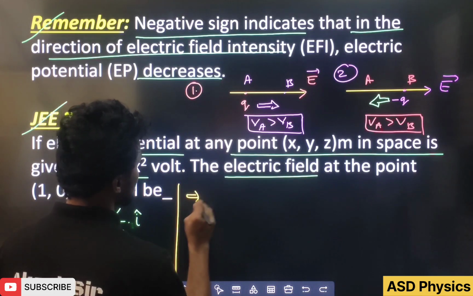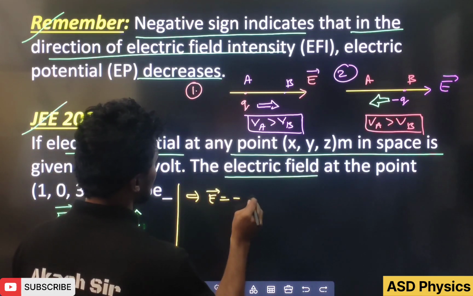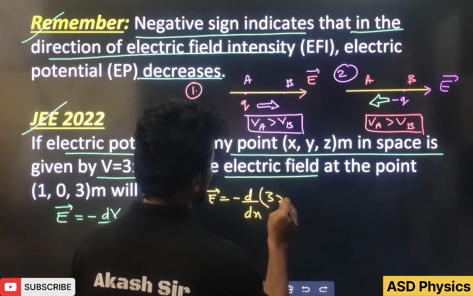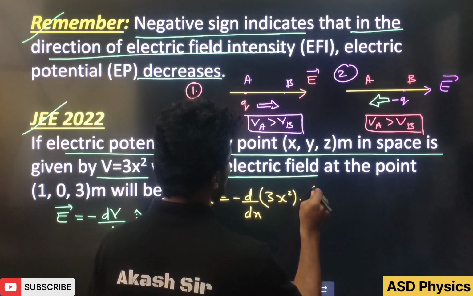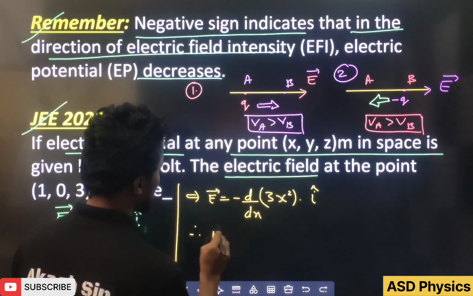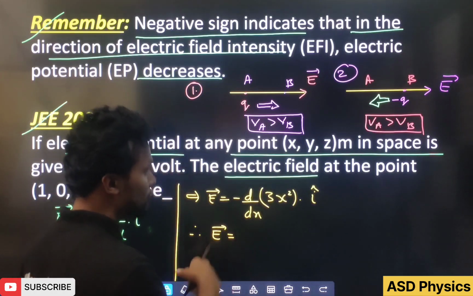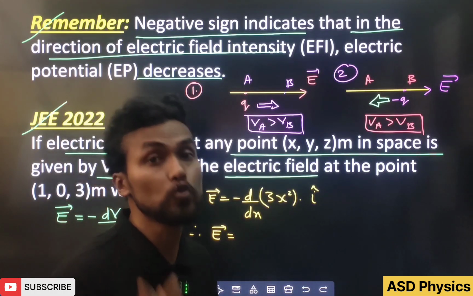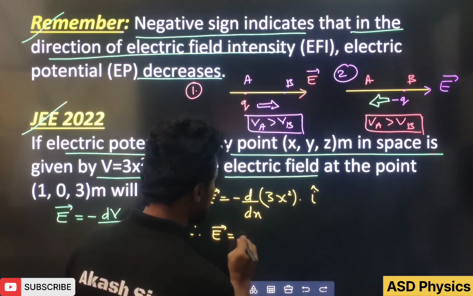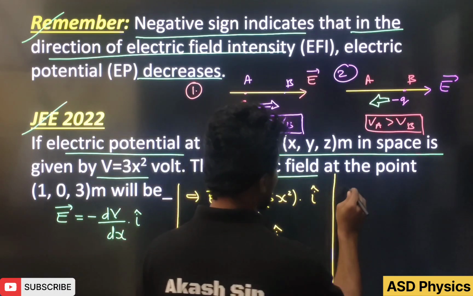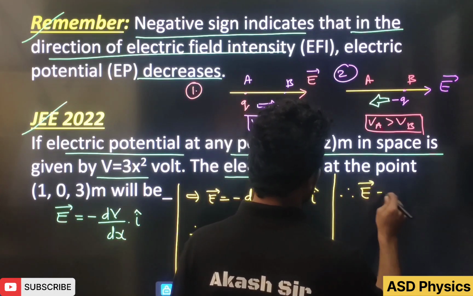So what will this become, students? This vector E will become minus d by dx of 3x square, i cap. Differentiation of 3x square: 3 comes outside, and differentiation of x square is 2x. So 3 into 2x is 6x, so minus 6x i cap. Just put the value here, students. So electric field equals how much?